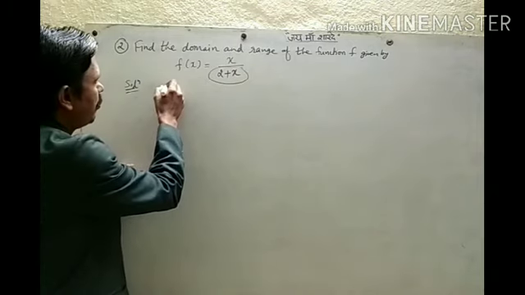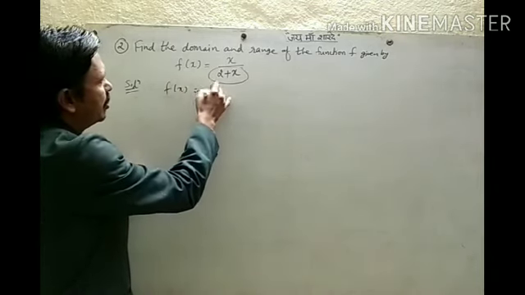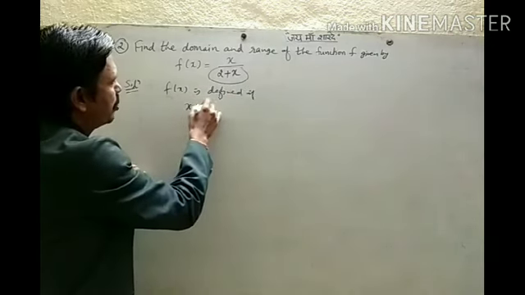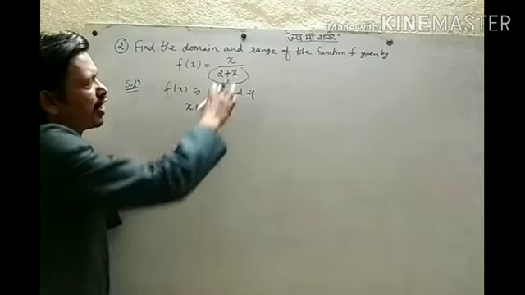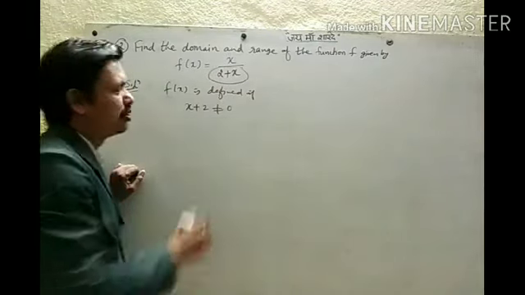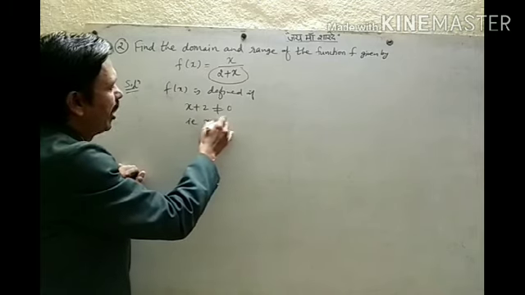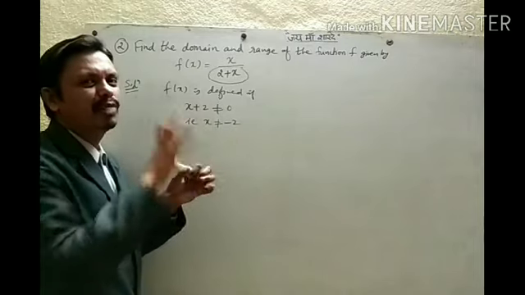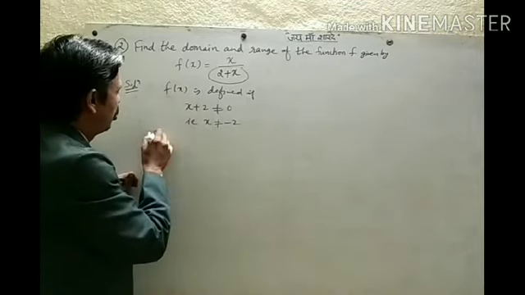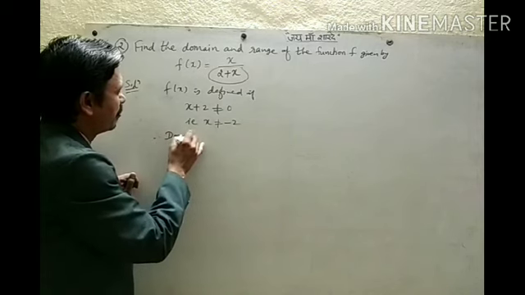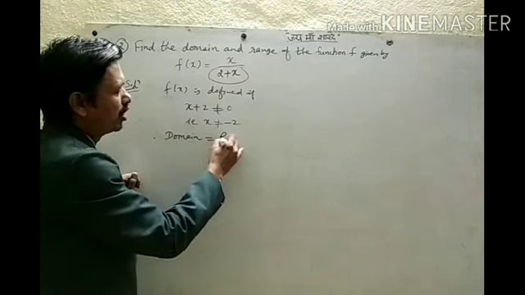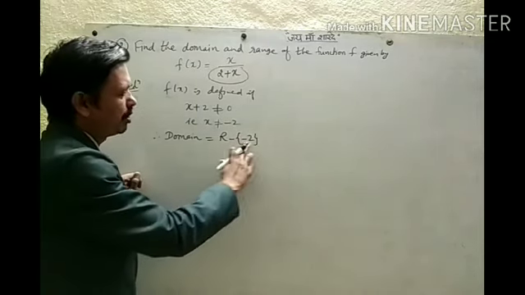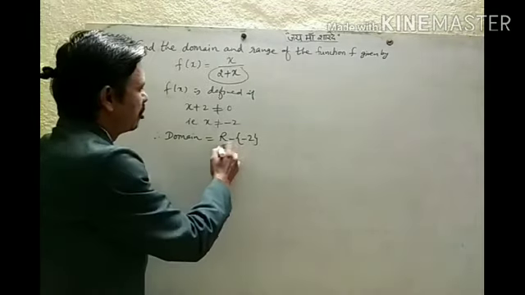It means f of x is defined if x plus 2 is not 0. This function is defined only when x plus 2 is not 0. It means x is not equal to minus 2. It means we can take all the values of x, but we cannot take minus 2. So the domain of this function will be all real numbers except minus 2. From the set of real numbers, you can remove minus 2. So this is our domain.